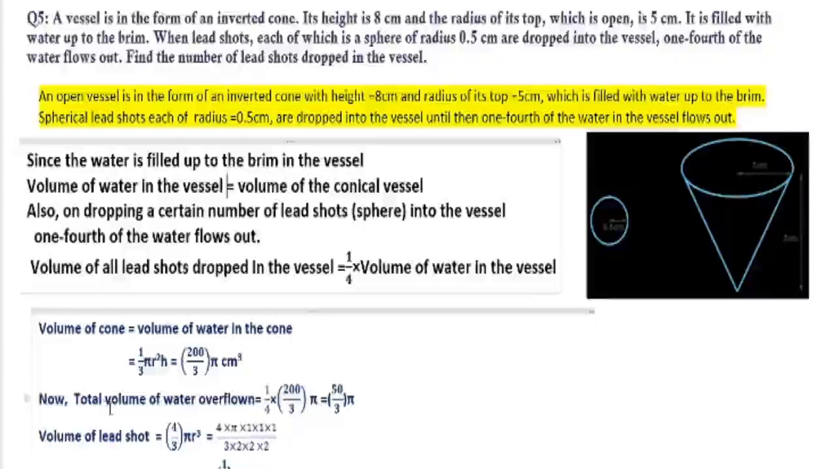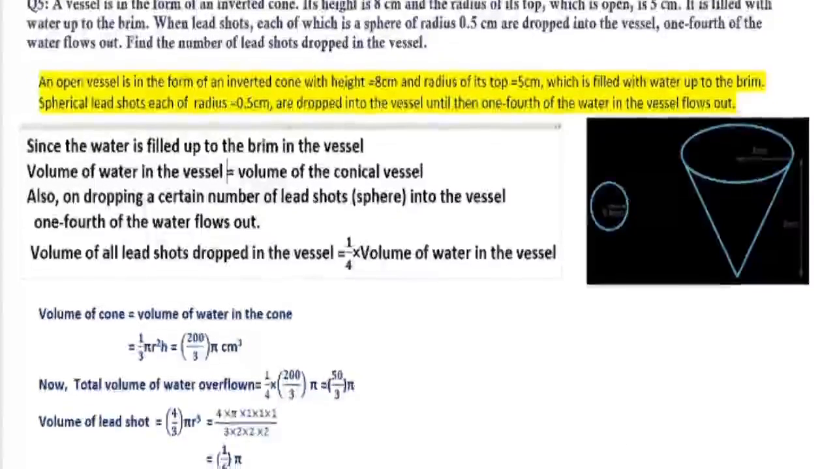Now we have to find out the total volume of water that overflows. Overflow means when we are putting lead shots in the vessel, 1/4 of this water flows out. We can calculate that water. That means the total volume of water that flows out is equal to 1/4 of 200/3 pi. That is 50/3 pi centimeter cube.